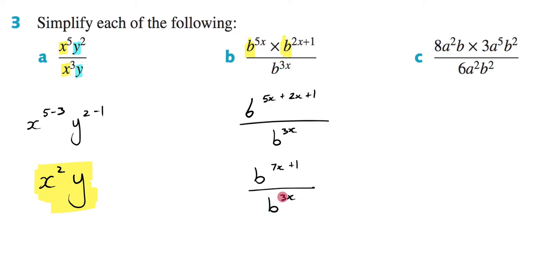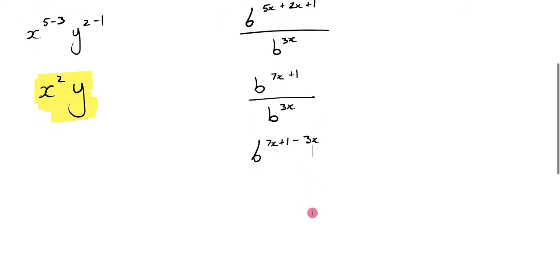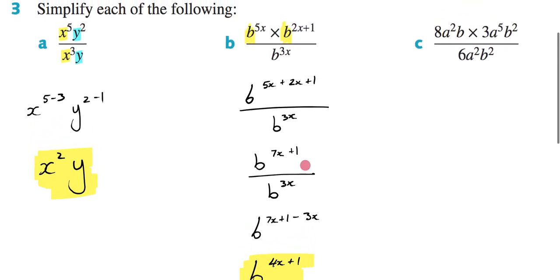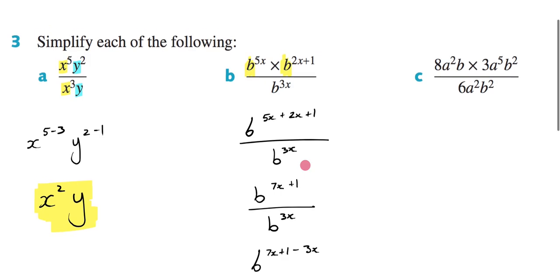Now what I can do is, because again I have the same base, I can use my index law 2, which tells me I can subtract my indices from each other. So I'm going to be left with b^(7x+1-3x). Now 7x minus 3x is going to be 4x, which means my final answer is going to be b^(4x+1). That is going to be my final answer. So hopefully you can follow that working right there. It's all a bit too close to each other, I think.